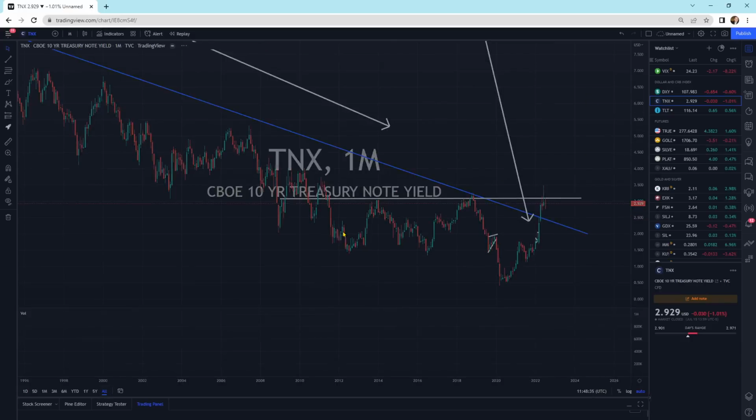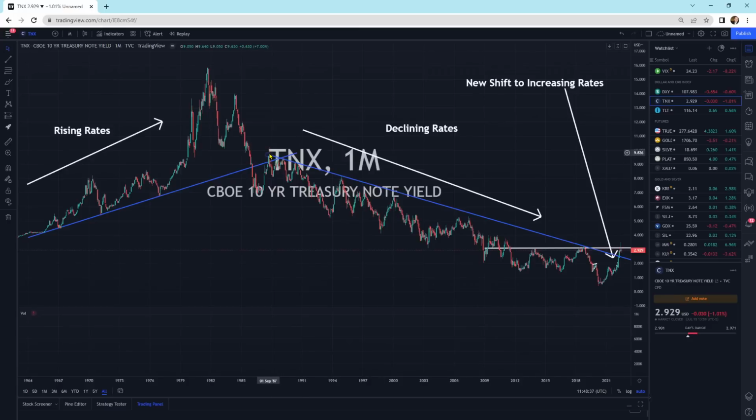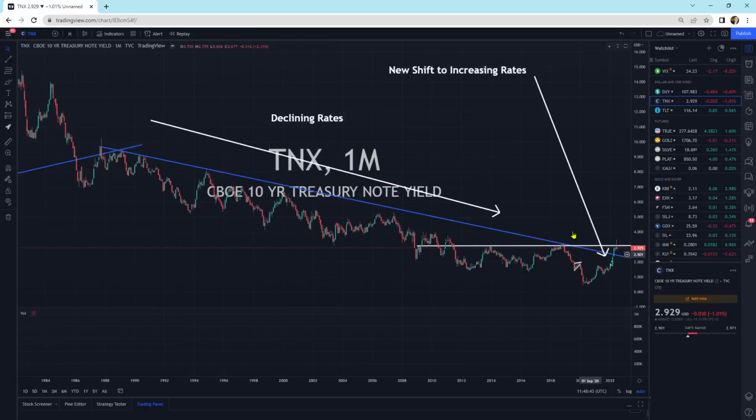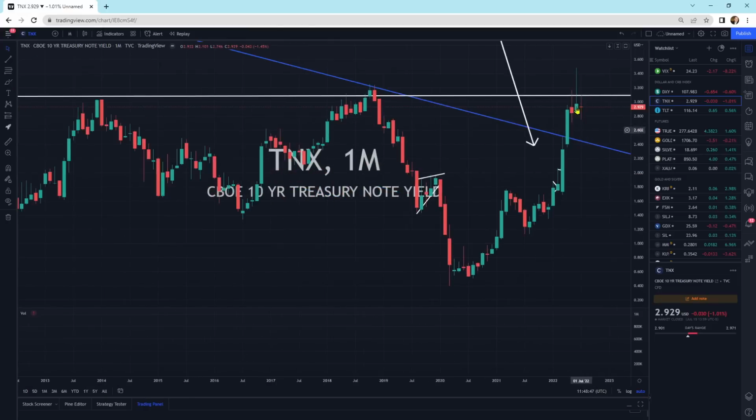We have broken the long-term downtrend line of this roughly 40-year decline in interest rates. So we have broken that. We could be going into a new shift of an increasing interest rate environment, but it doesn't mean it has to be immediate. This may take some time to play out.